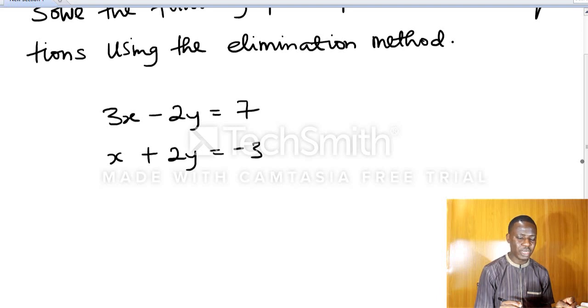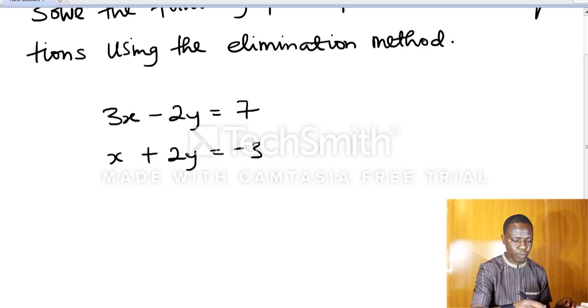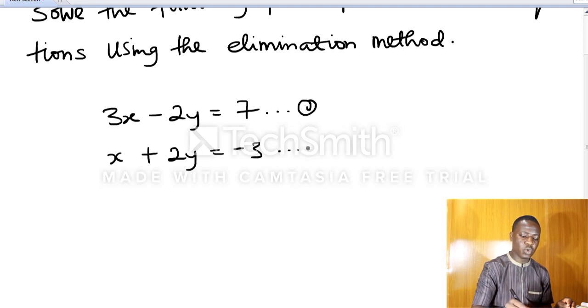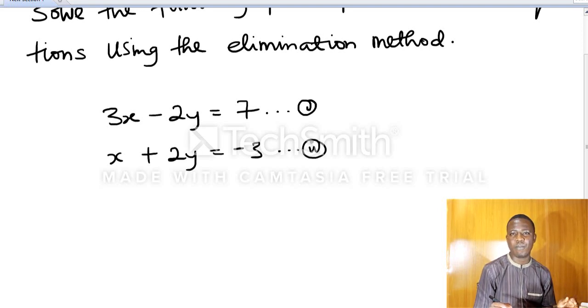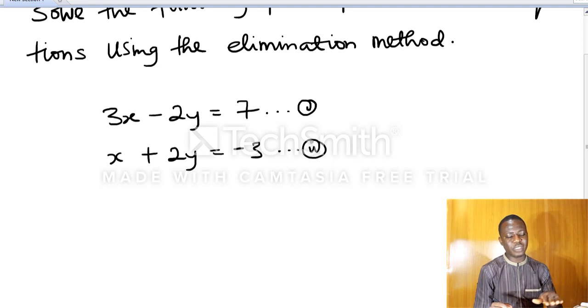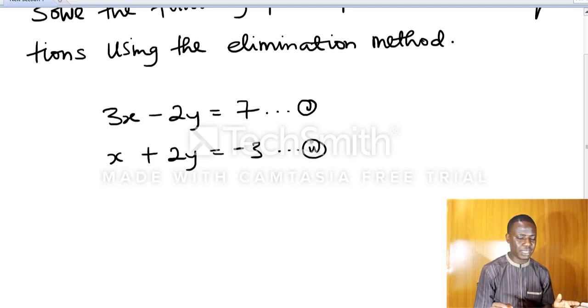And how do we do that? By ensuring that the coefficients of either x or y are equal. For example, the coefficient of y in equation 1 is 2, and the coefficient of y in equation 2 is 2. So what do we do? Since they are both equal, we move straight ahead to eliminate. But what if they are not equal? What do we do? So I will reserve it. I will not eliminate y. I'm going to eliminate x. Being that they are not equal, I'm going to make them equal and eliminate x.